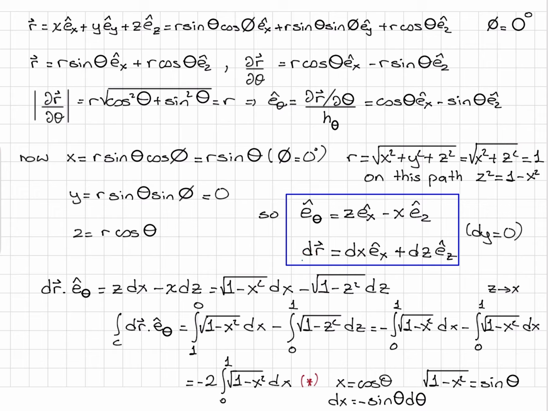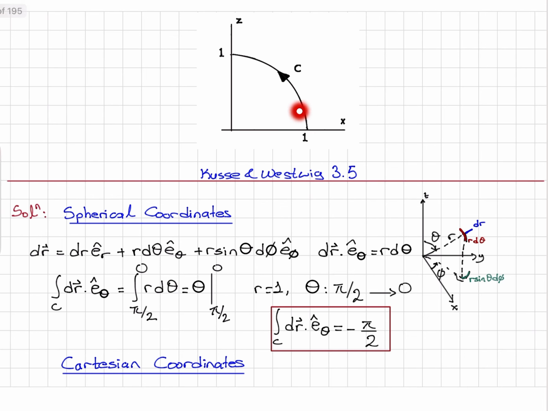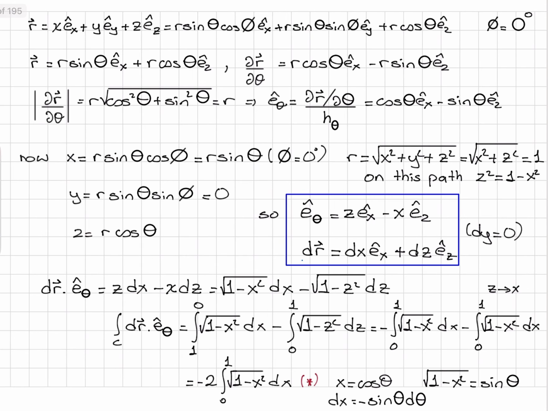Since y is equal to 0, dy is equal to 0, so for the displacement, we have dx ex hat plus dz ez hat. Dy is equal to 0. Okay, so now the dot product dr dot e theta hat is z dx minus x dz, and x and z are related as square root of x squared plus z squared is equal to 1 because we're on this circular path, unit circle. And we can replace z with square root 1 minus x squared, x with square root 1 minus z squared. Now we can do the integration.